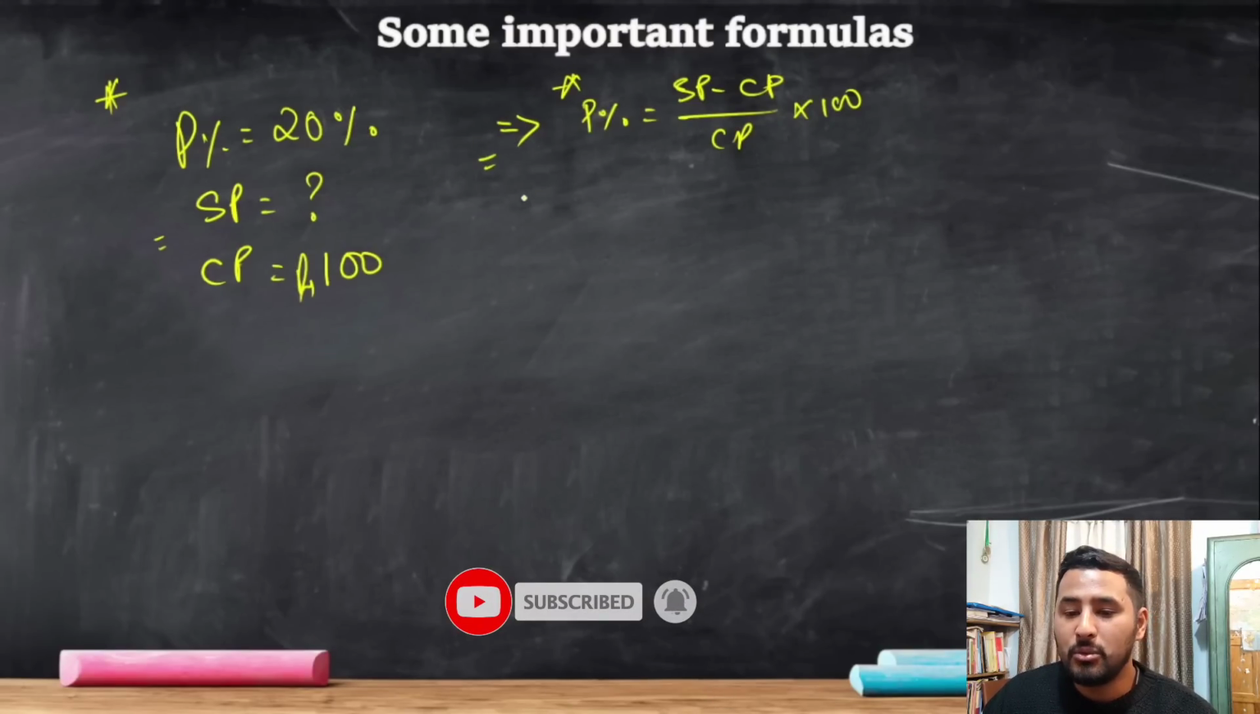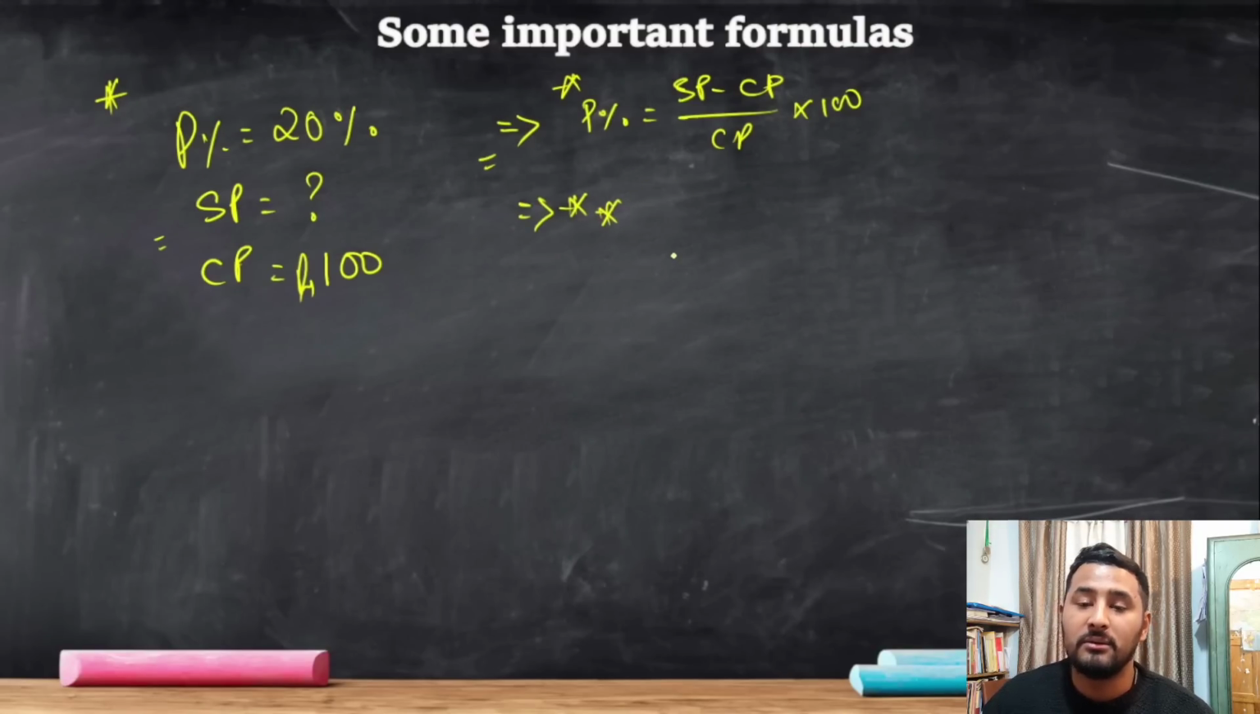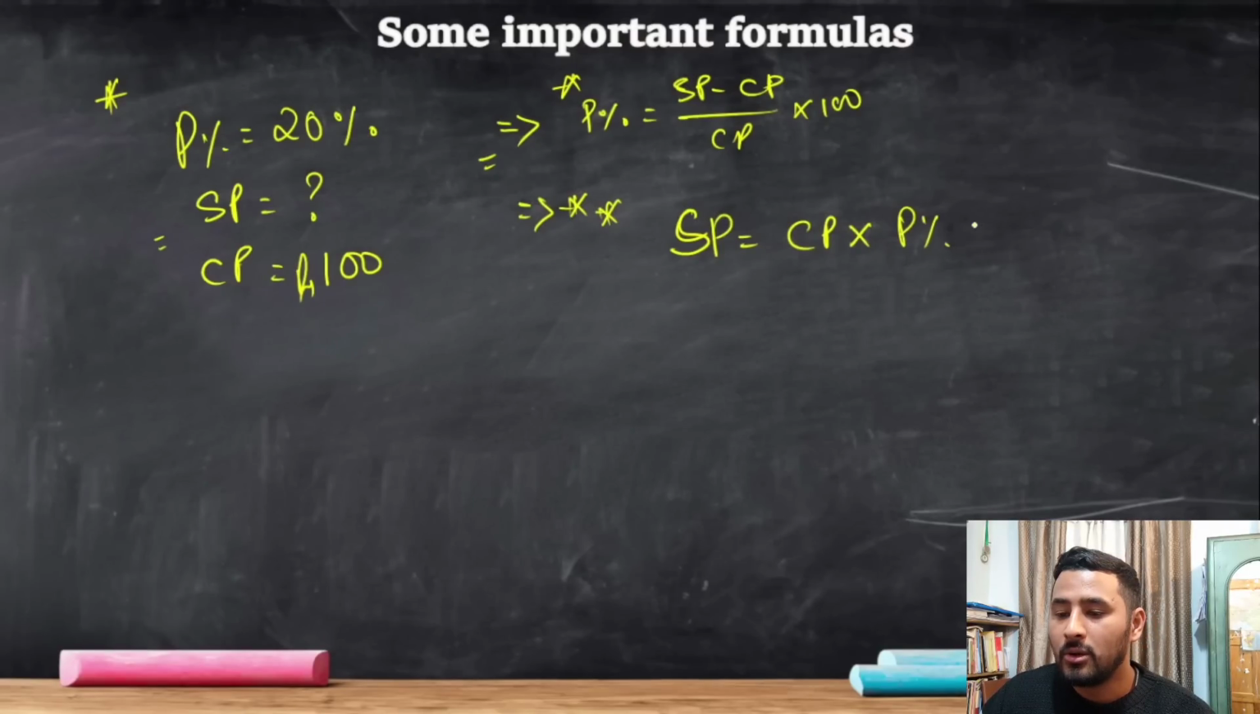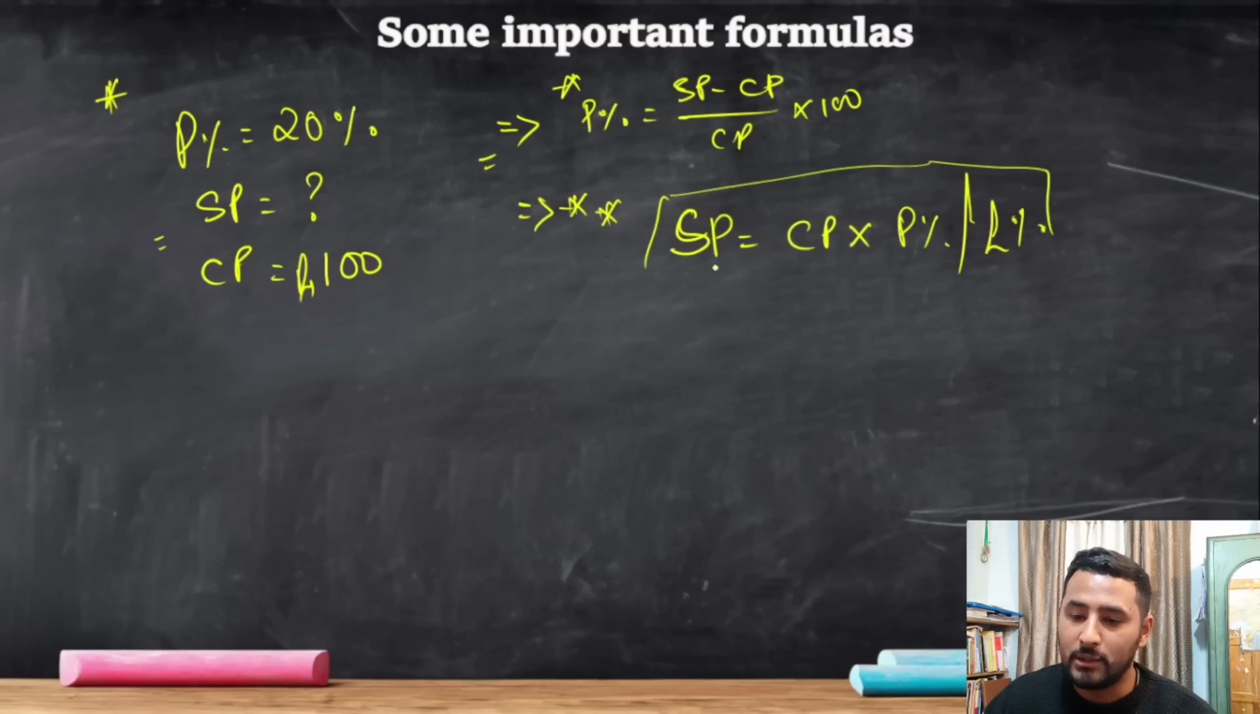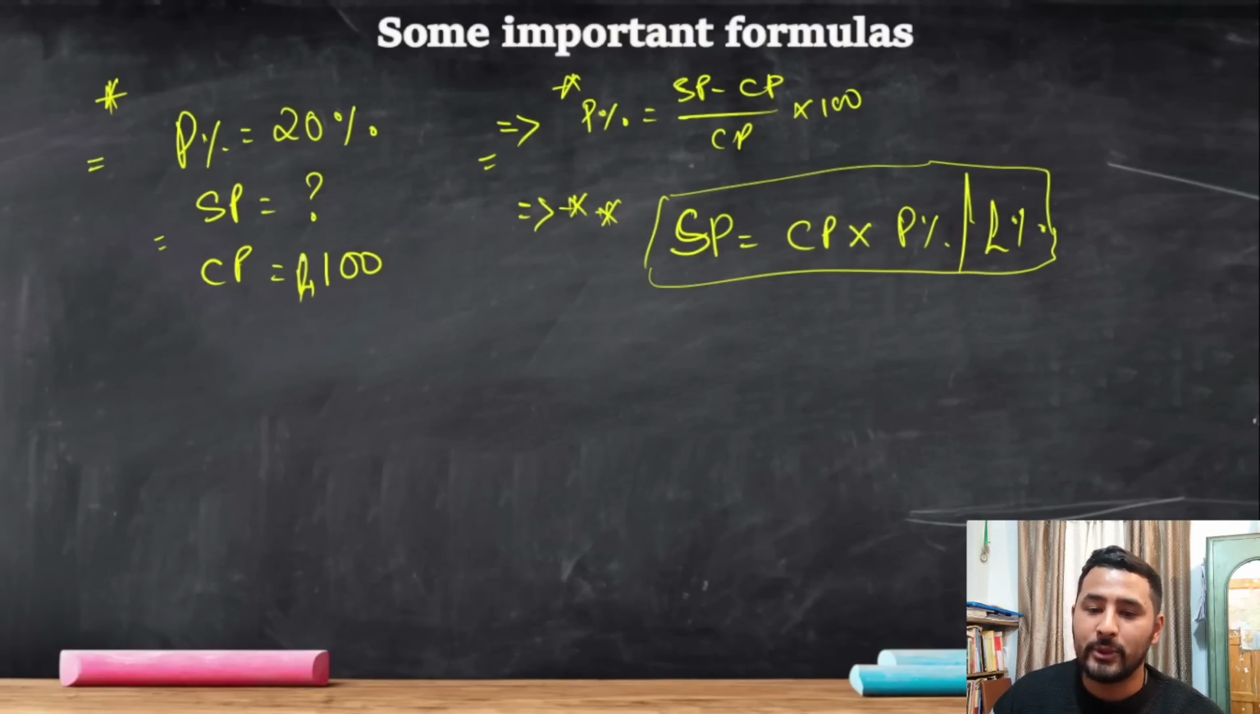So to find SP, we'll use another formula. You can say it's a trick also. You can use SP equal to CP into, say, profit percent. This will be profit percent or loss percent. You should remember this formula. I'm doing it for both profit and loss percent. So for this case, let us see if profit percent is 20.